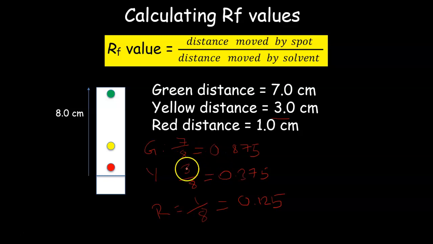The second thing to mention is that the higher the dot travels, the closer your RF value approaches 1, which again makes sense because the closer it goes up, the closer it's near the solvent front, which means it's closer to the value of 1, if you like. So that's something worth mentioning as well. So as we go from green to yellow to red, you can see it goes from 0.875 to 0.375 and to 0.125. So it's progressively getting smaller the closer you're going to that pencil line.